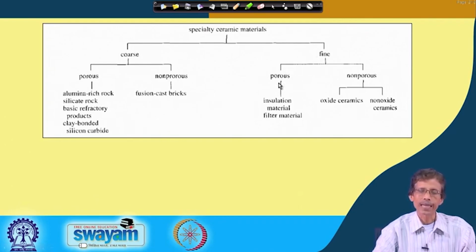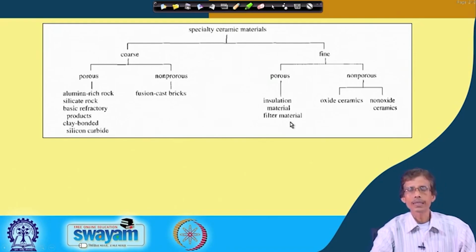The fine variety can also have two types, the porous type and the non-porous type. And under the porous type, it has different types of pores of different sizes. It can be used as an insulation material or a filter material. If we consider that you can have a particular type of pore size, that can be very useful for a filtering material.